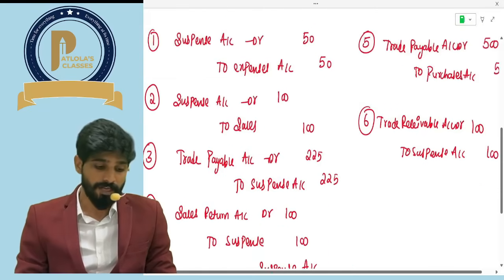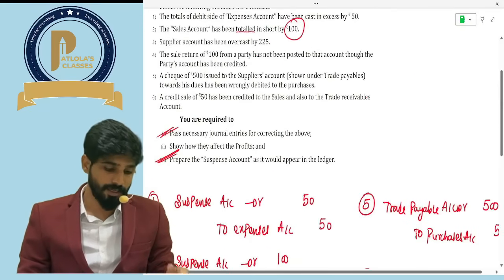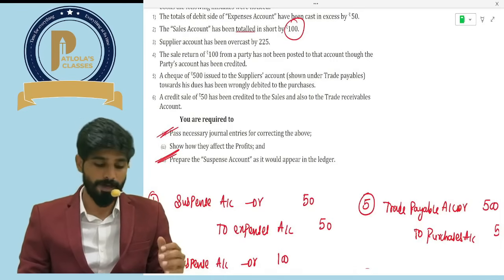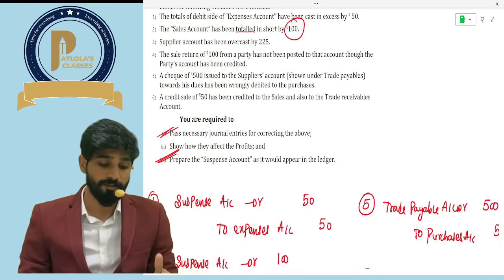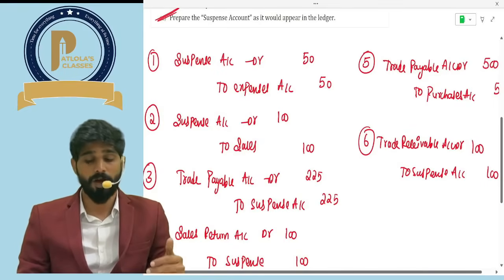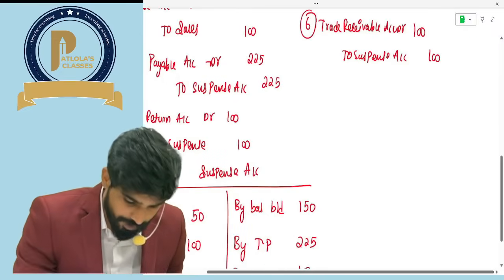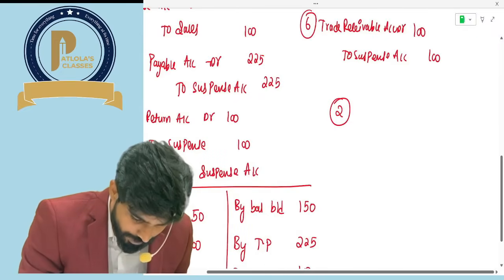That is passing journal entries. Another is preparing suspense account. Let us quickly understand how your profits will be impacted. Show how they affect the profits. All these errors, whatever you have rectified, how it is going to impact your profits. Let us see that. Okay, let us write here the answer for the second one.